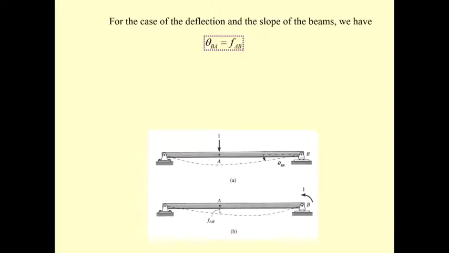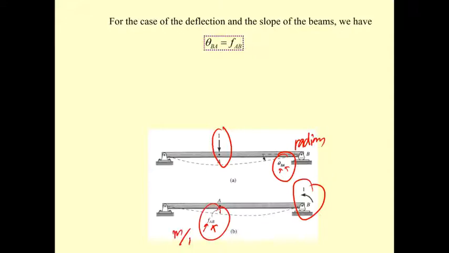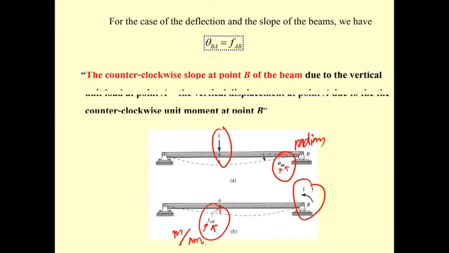And the last one is a special one. If you put the 1 unit force, it causes the slope at B due to the unit force at A, and then you put the 1 unit moment at B, the vertical deflection at A due to the moment at B, they are equal, but they are going to be different in unit. Okay, the slope is going to be in radians, but this one is going to be in meters or in millimeters, but the value is going to be the same.